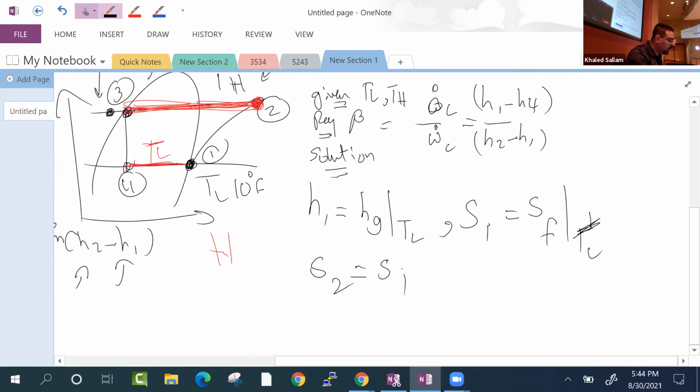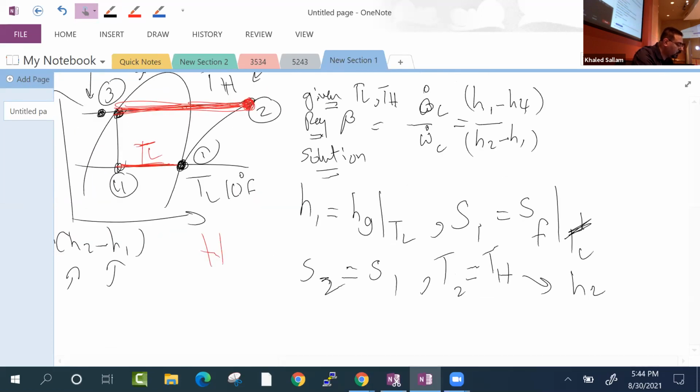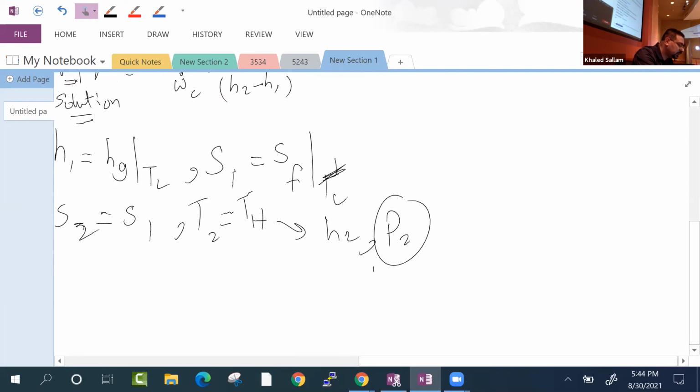Make sense? And we know TH. Very good. So T2 is TH. And so those two together, you'll be able to get H2. And of course, you should also get P2, and that is P high.